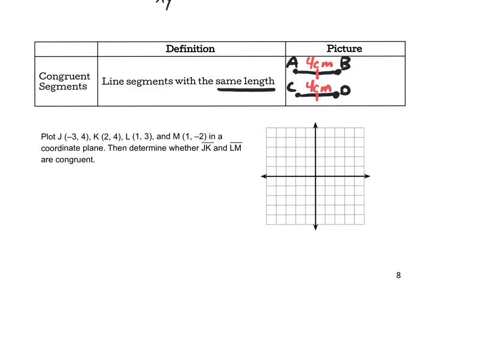I might not be given the actual length of it, but if I see that marking on it, that tells me that they are congruent. So it won't always give you both. It's not going to say, here's the length, here's the marking. If I see the marking, I know they're the same length. If I see that they're the same length, I know I can put the marking on there. So you'll see it different ways.